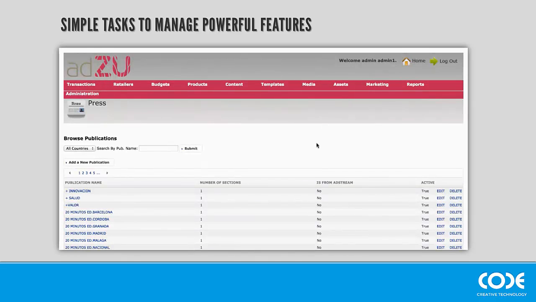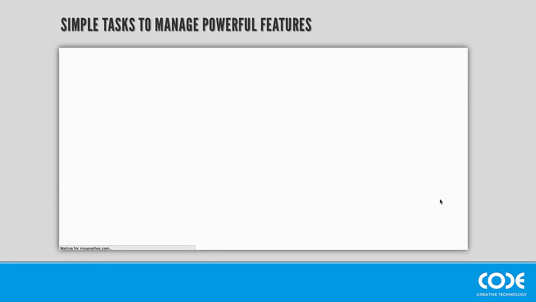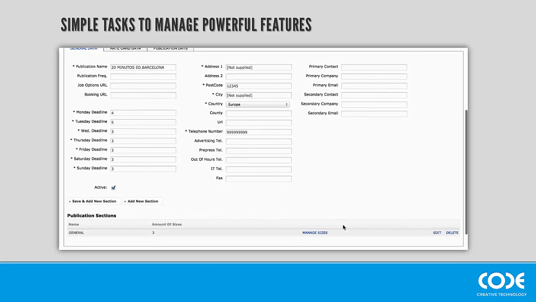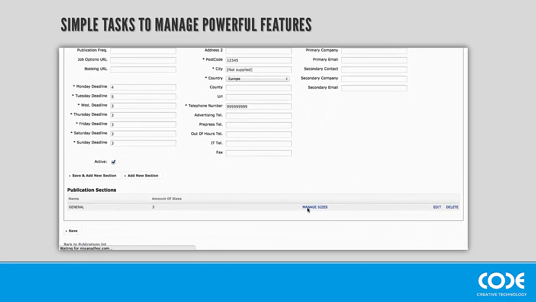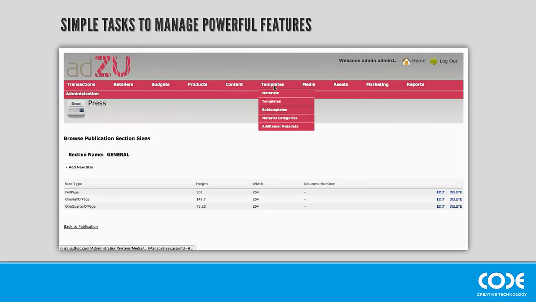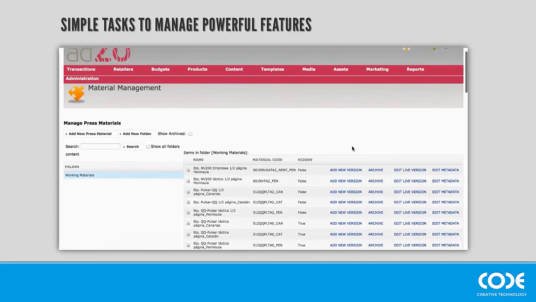We maintain media information within the system. So this supports a global publication database. So here we're looking at newspapers, and we can see specification information on that newspaper, sizes. We can see publication dates. We can see how they prefer to receive content from the application. And it's also where we maintain the marketing templates and the marketing assets which sit within the system.